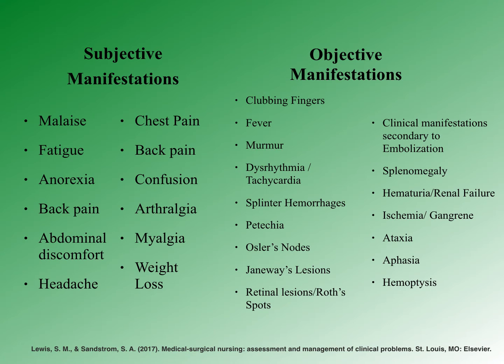arthralgia, myalgia, weight loss. Objective manifestations: clubbing fingers, fever, murmur, dysrhythmia, tachycardia, splinter hemorrhages, petechiae, Osler's nodes, Janeway lesions, retinal lesions. Clinical manifestations secondary to embolization: splenomegaly, hematuria, renal failure, ischemia, gangrene, ataxia, aphasia, hemoptysis.